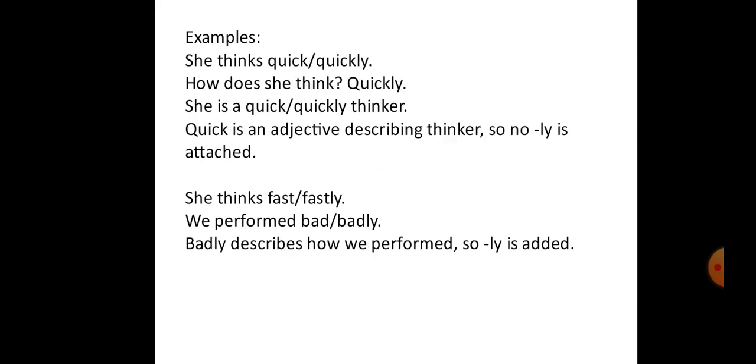Take a look at this example. She thinks quickly. Which is the correct one? Is it quick or quickly? How does she think? Quickly. Telling you how, showing you manner. So the answer is she thinks quickly.